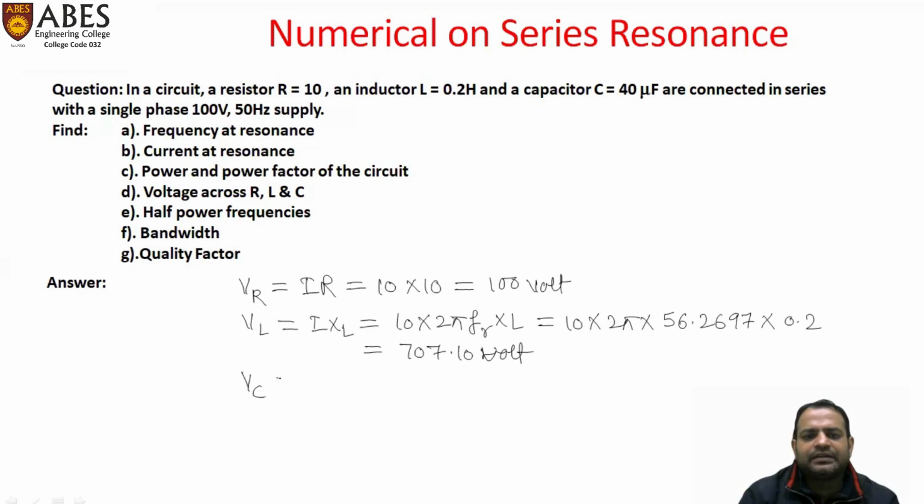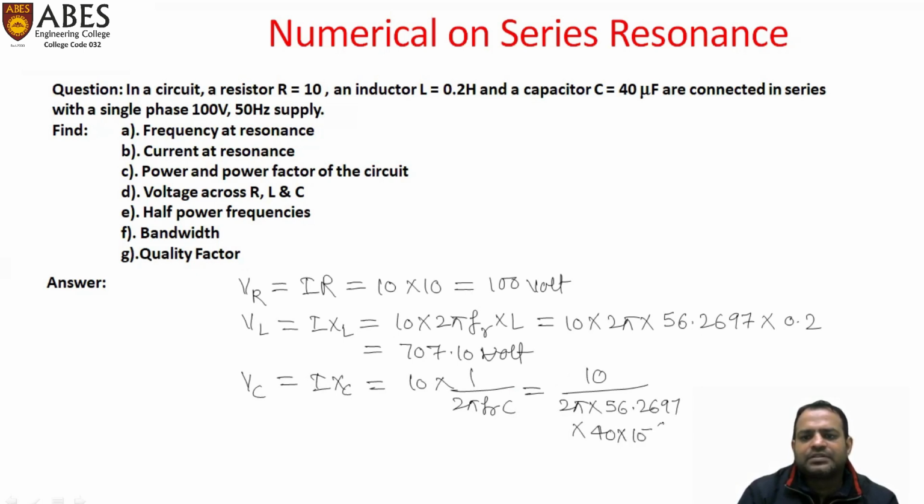Similarly, VC is I into XC, I is 10, XC is 1 upon 2 pi FR C. So 10 upon 2 pi FR, frequency 56.2697, into capacitance 40 into 10 to the power minus 6. So after calculating, this would be again the same, because XL is equal to XC. So VL also is equal to VC.